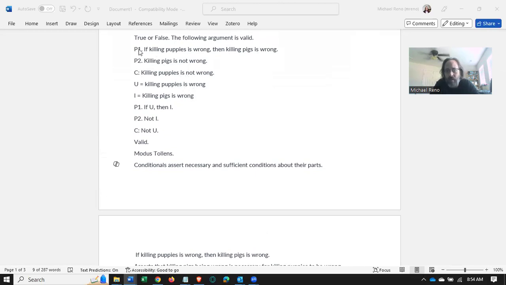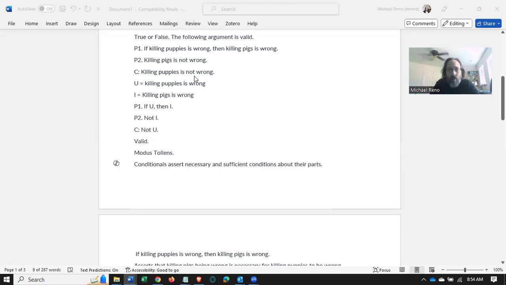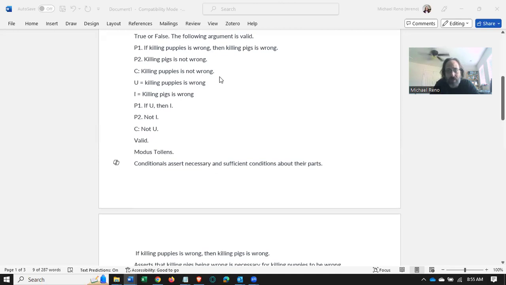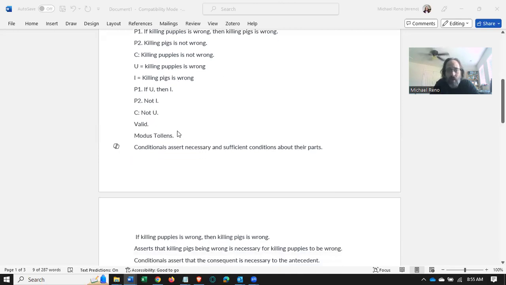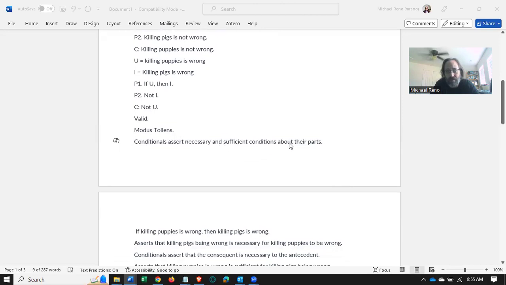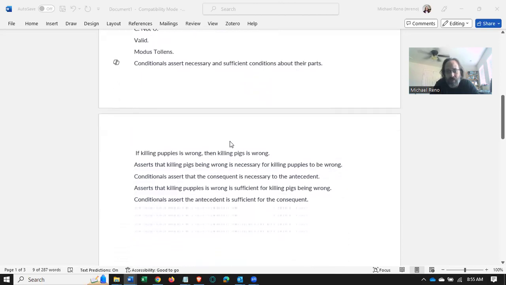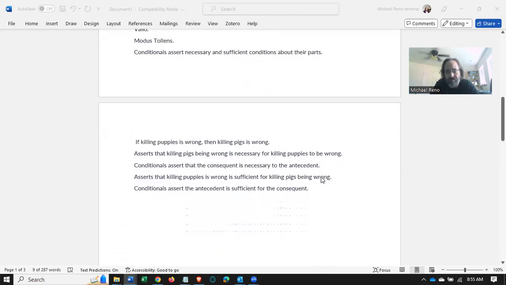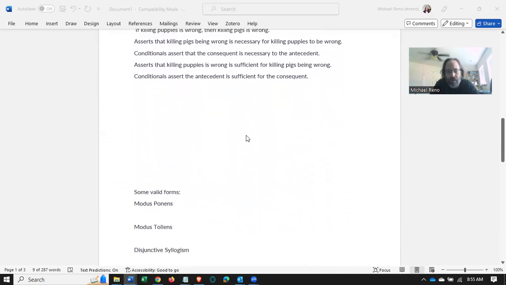Again, we're not concerned with the actual truth or falsity of this claim or this claim or even this claim. What we're concerned with in the end is if P1 and P2 are true, does C have to be true? And it does, given that conditionals assert necessary and sufficient conditions about their parts in the following ways. So that's a review for video two.